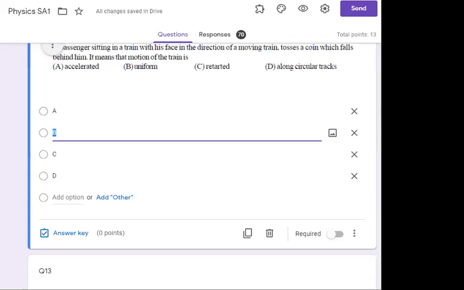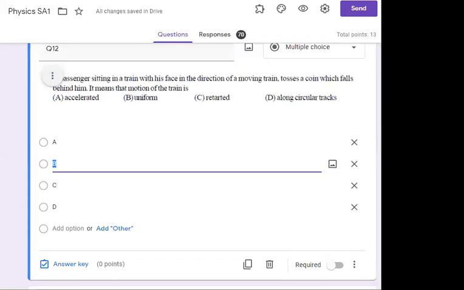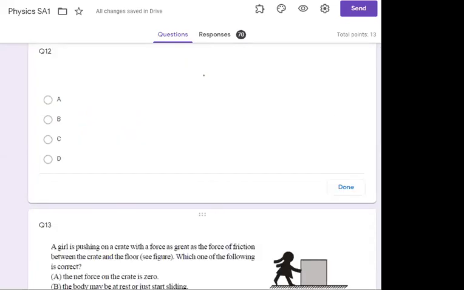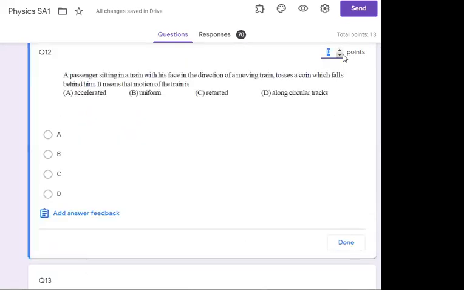Twelfth. A passenger sitting in a train with his face in the direction of the moving train tosses a coin which falls behind him. It means the motion of the train is, tell me. Very good, Navya. Correct. Vaishnavi, correct. Accelerated. Yes, correct. Very good. A, right? Accelerated. That's why the passenger will move more as compared to the coin.